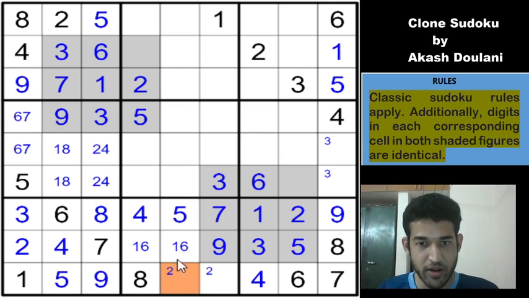And let me remove the corner pencil marks. So 1 6 8 9 4 5 and 7. Remaining are 2 3, but there is a 3, which means this will be a 3 and this will be a 2. So I think we can write this now.